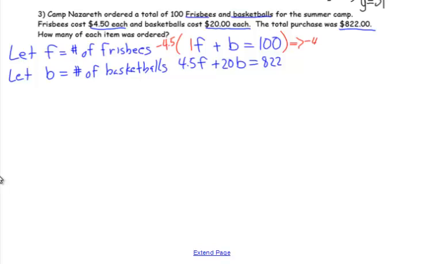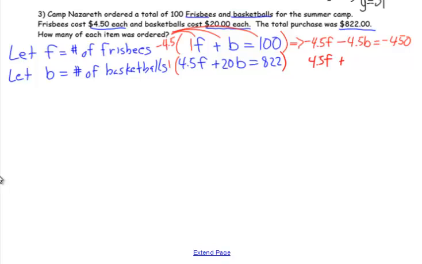So I'm going to get negative 4.5 F minus, now we've got to distribute to everything, 4.5 B equals, and don't forget to distribute it all the way over here to the other side. And when you multiply it by 100, we get negative 450. Now the bottom one, that can stay the same, or if you want to multiply it by 1, that works for me.